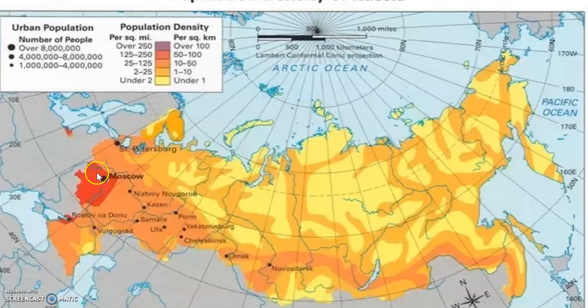Now, Moscow is the most populous location in Russia. If you guys look at this map, you'll see that most of the urban population is in West Russia. Okay, not a lot of people east.